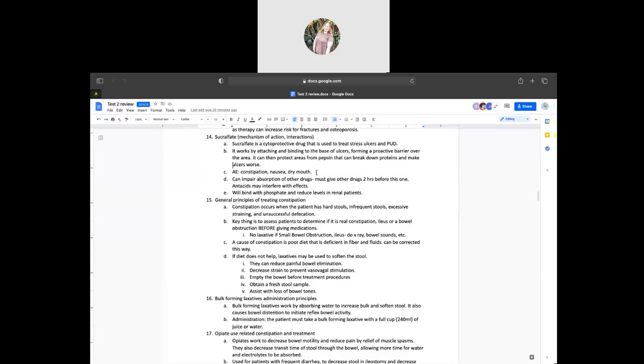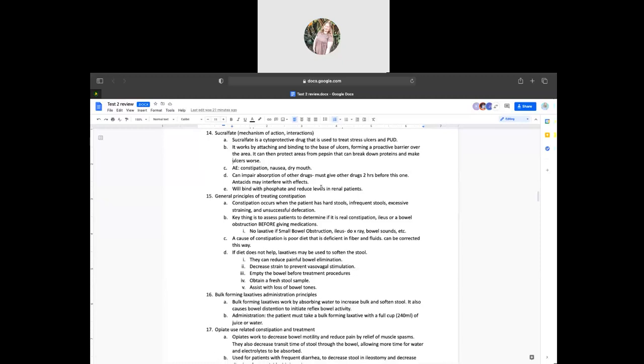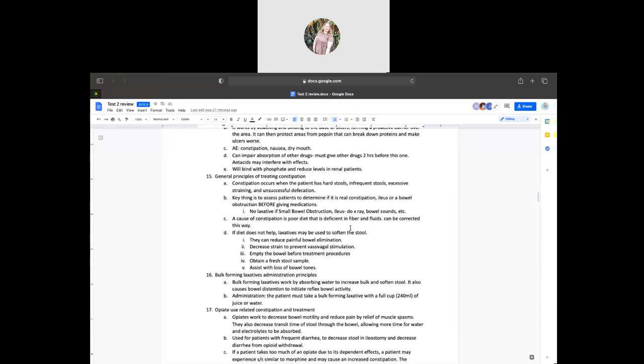Some adverse effects are constipation, nausea, and dry mouth. But the problem here is it can inhibit absorption of other drugs. So we have to give these other drugs 2 hours before we give sucralfate. And of course, antacids are going to interfere, but we already know antacids block many effects from many medications. It's going to bind with phosphate and reduce levels in renal patients, so be cautious with use in renal patients.